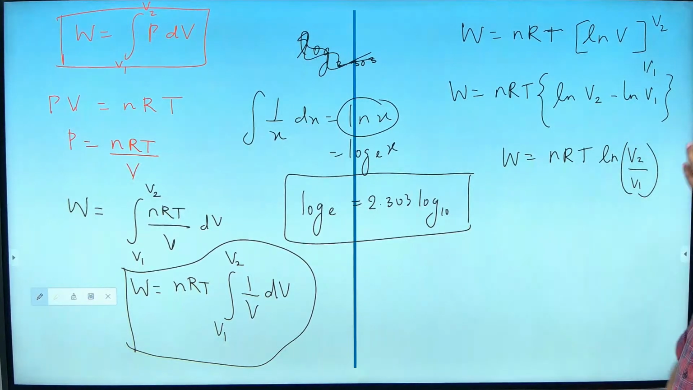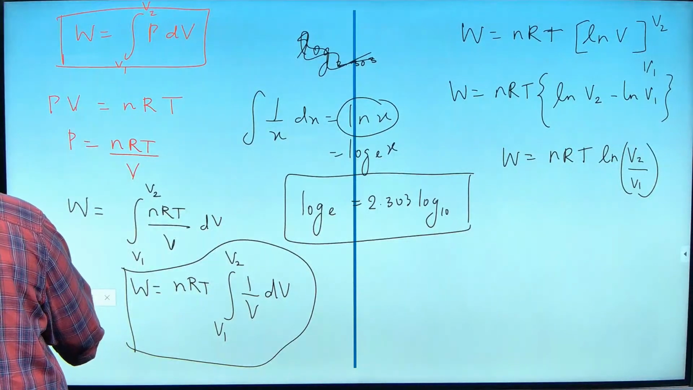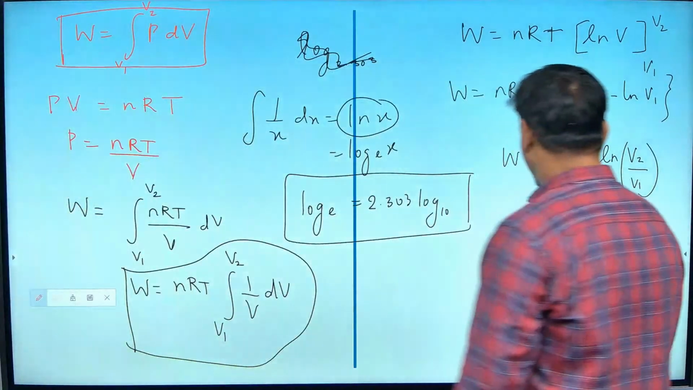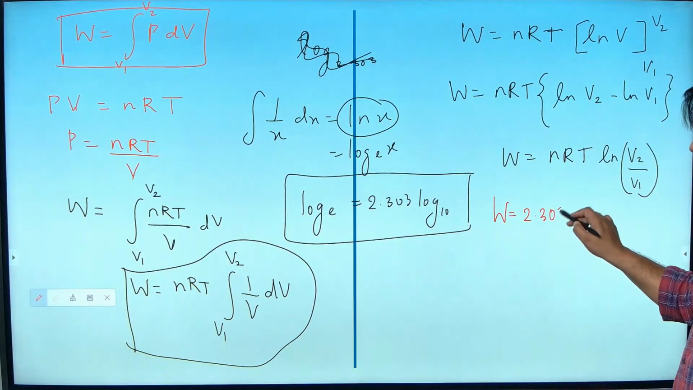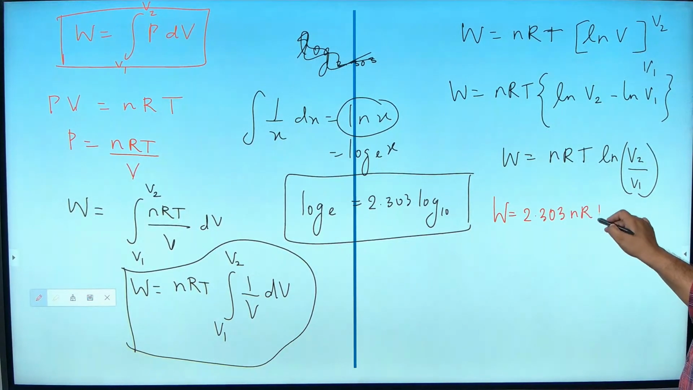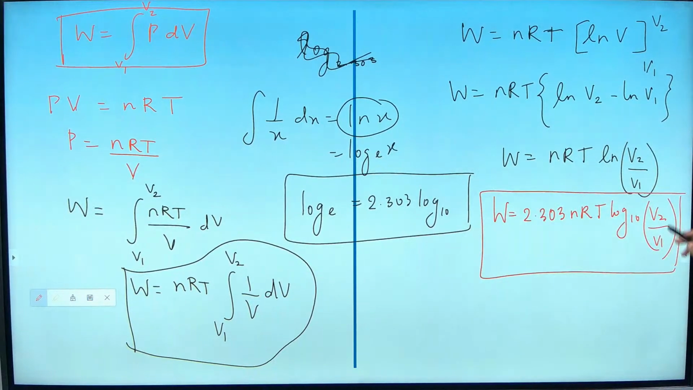Remember this. Or if you want to write the same thing in terms of log base 10, most used, then I can write W is equal to 2.303 nRT log base 10 V2 by V1, because generally you are familiar with log base 10 only.